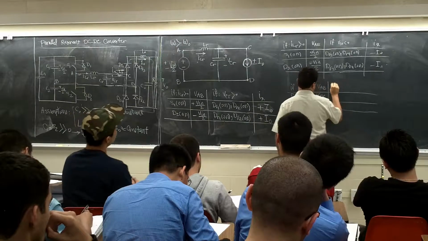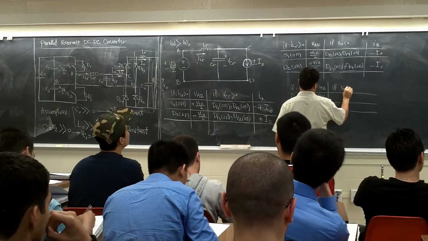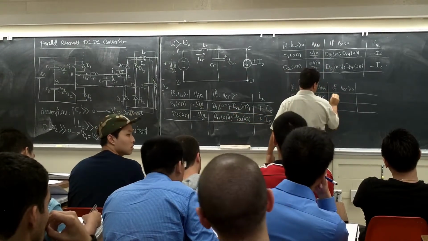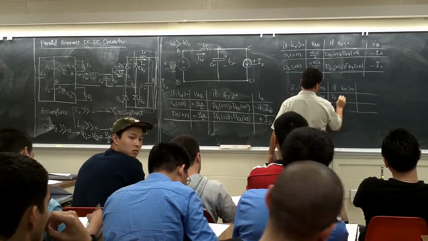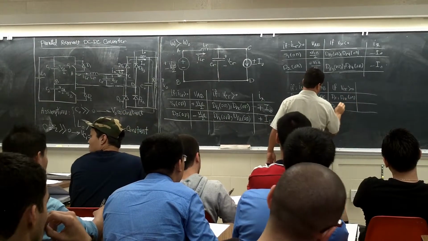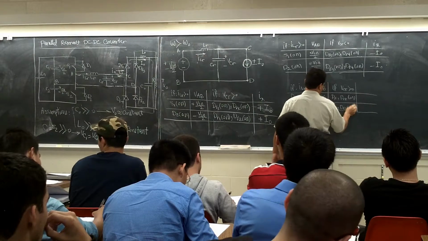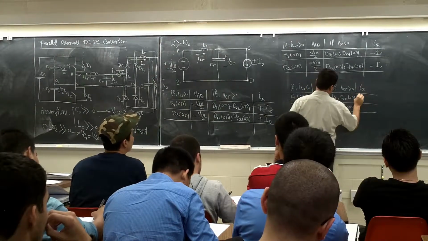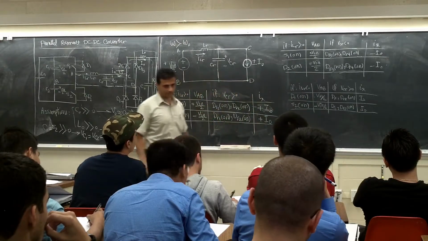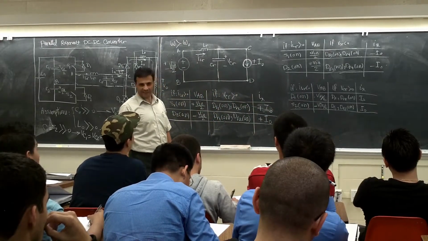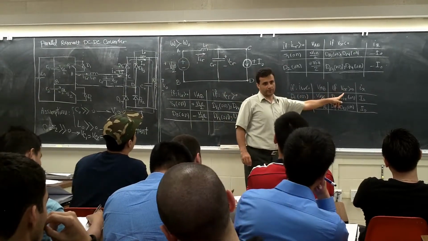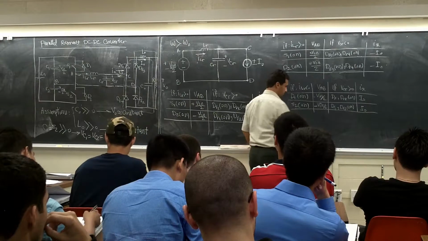Now here, again, two cases. If VCR is positive, again, the same thing like here. DR1 and DR2 are on, and IX is I0, right? I'm going to put the graph and put all these cases together. And the last case we have, if ILR negative, VCR negative, right? Both of them negative.